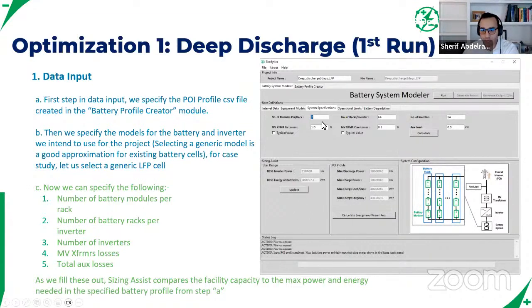As you change these values, you put in the number of battery modules per rack, the number of battery racks per inverter, the number of inverters, and the losses you're assuming for the medium voltage transformer. And if you want to include the GSU, you can do that here as well. But as we alluded to earlier with the question around aux load, it is correct. We are assuming 0 aux load here, just for simplicity.